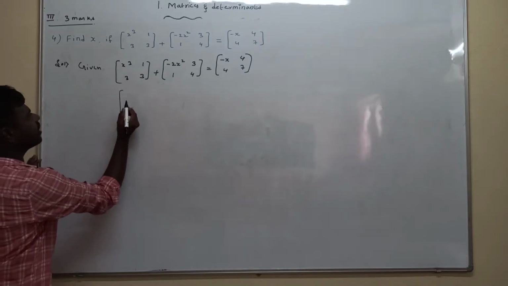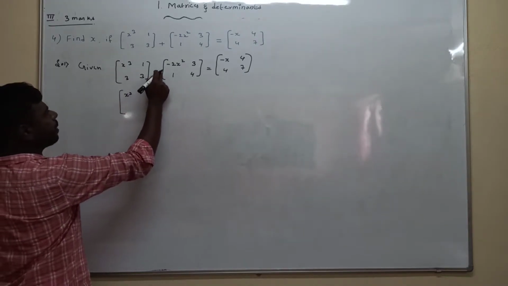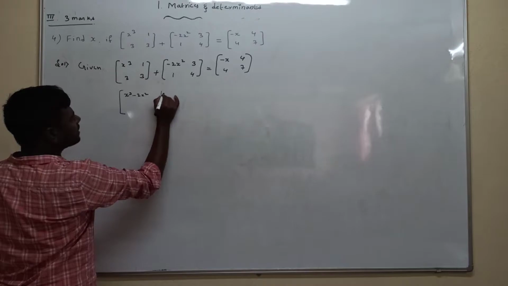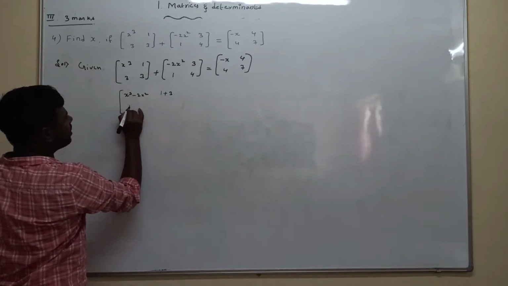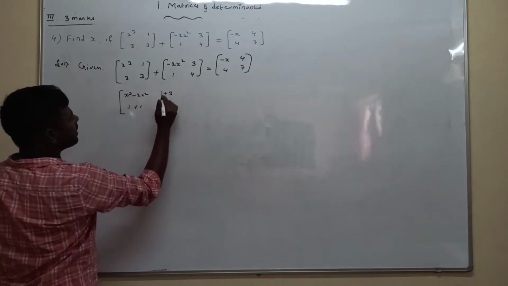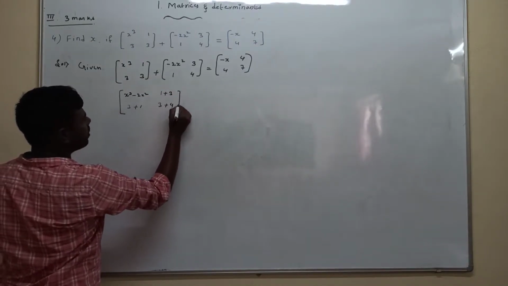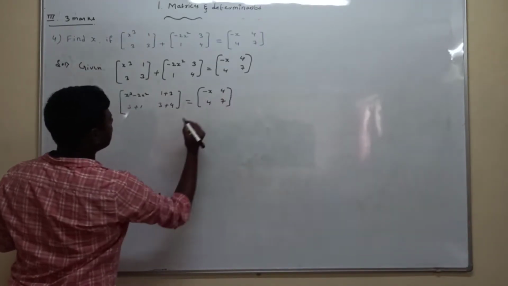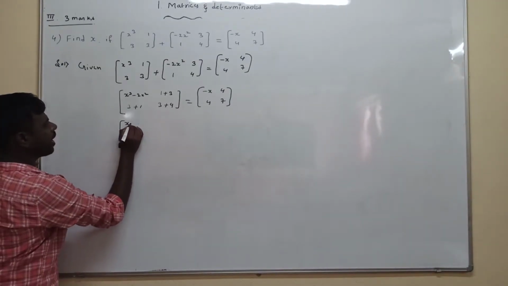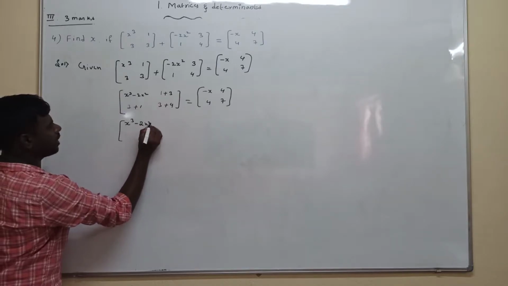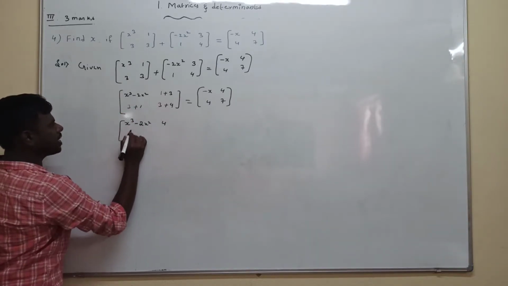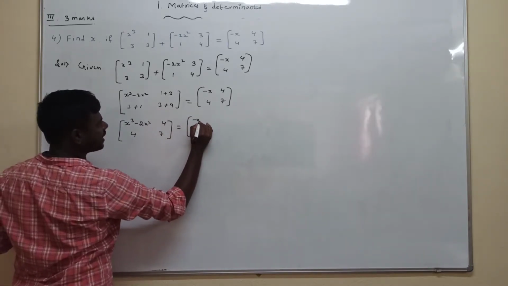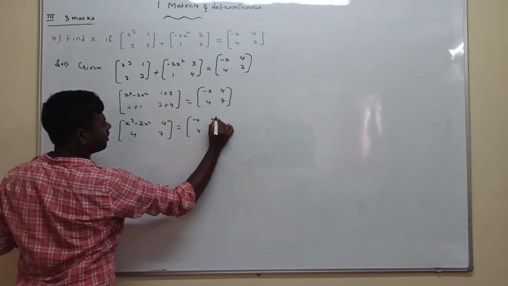First element plus first element, like that you can add: x cube plus minus 2x square is x cube minus 2x square. Second element plus second element, 1 plus 3. Second row first element plus first element, 3 plus 1. Second row second element plus second element, 3 plus 4, is equal to minus x 4 4 7. Now simplify the left hand side values. X cube minus 2x square; 1 plus 3 is 4; 3 plus 1 is 4; 3 plus 4 is 7; is equal to minus x 4 4 7.